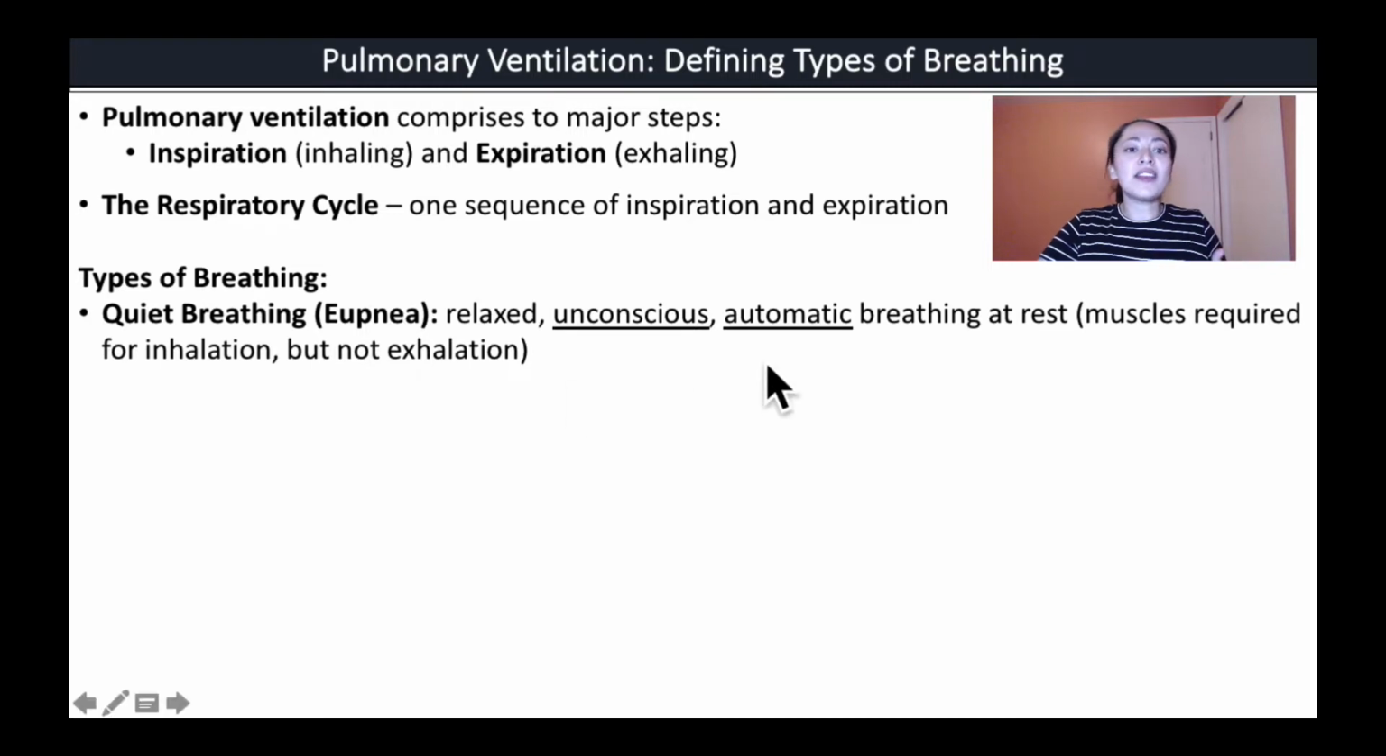The type of breathing that you do when you're doing quiet breathing is relaxed, it's unconscious, and it's automatic. So this is a type of breathing you typically do when you are at rest. When you're doing quiet breathing, muscles are required for inhalation to breathe in. However, exhalation or breathing out is a passive process and does not require any muscles.